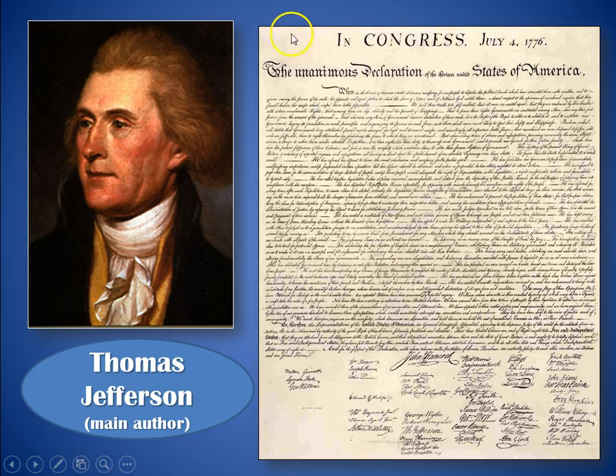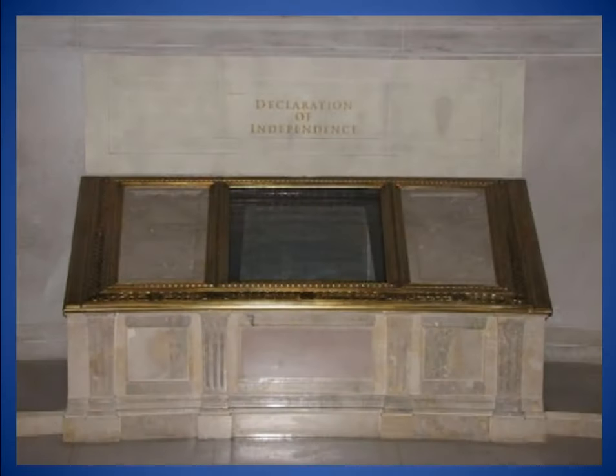This is a pretty good shot of what it looks like. It's only one page, incredibly well written, very elegant, and very specific to the point. We talked about that in class a little bit. The Declaration of Independence. This is what it looks like in the National Archives Museum in Washington, D.C. Under glass. In this case, the actual Declaration of Independence.